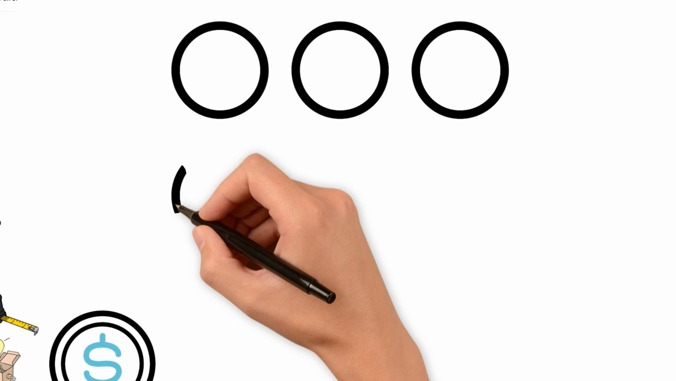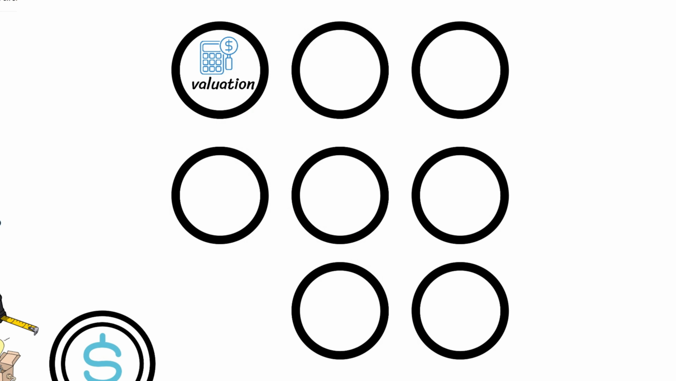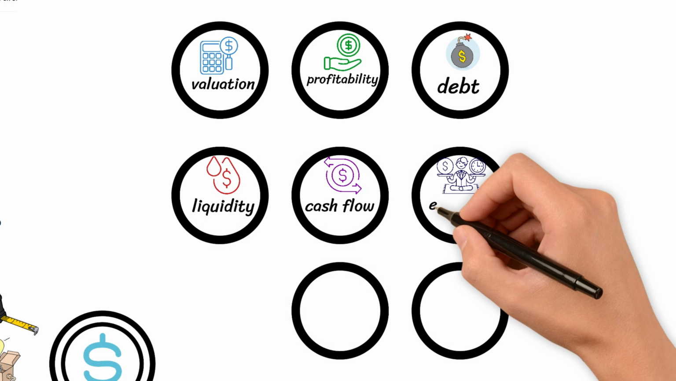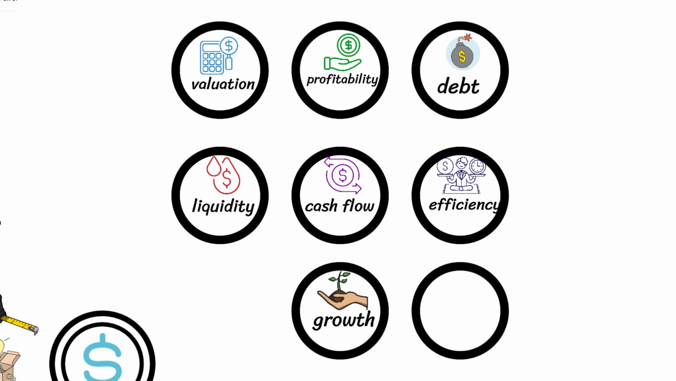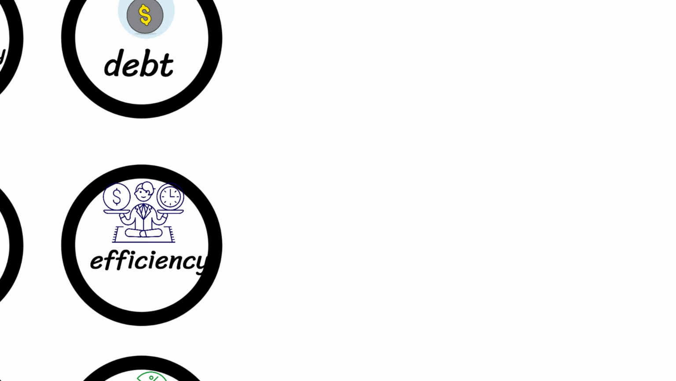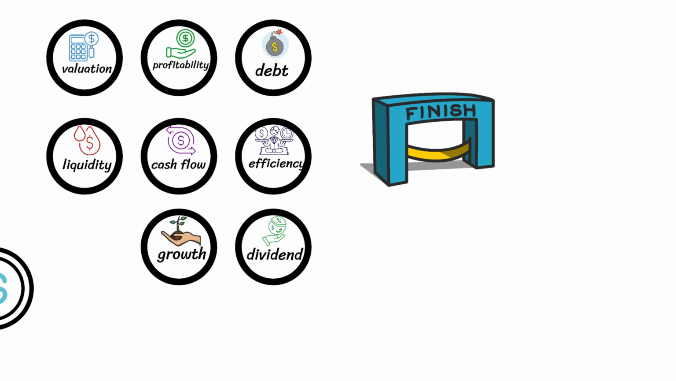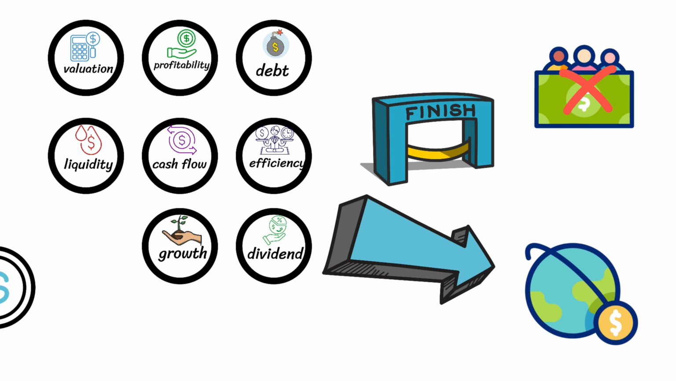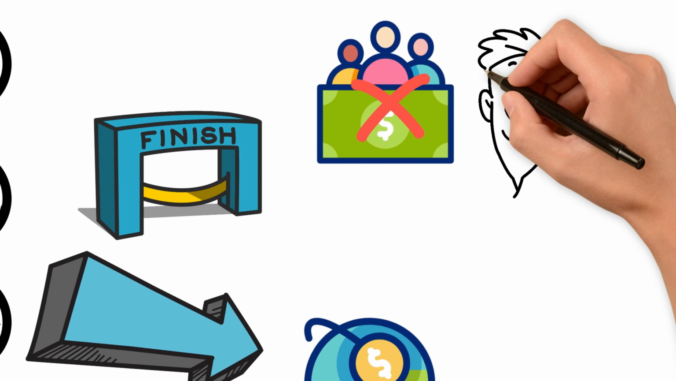I've organized them into 8 categories: valuation, profitability, debt and leverage, liquidity, cash flow, efficiency, growth and market, and dividend and income. And at the very end, I'll give you the one rule that makes every single ratio on this list actually useful in the real world. Most investors never learn this rule. By the time you finish this video, you will.